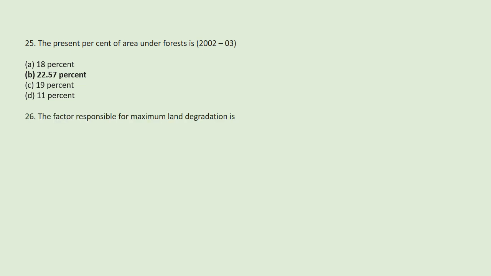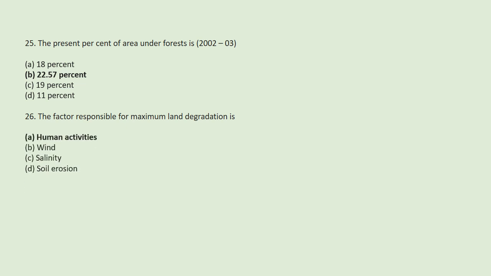Question 25. The present percent of area under forest in 2002-2003 is A. 18%, B. 22.57%, C. 19%, D. 11%. Option B is the right answer. The present percent of area under forest in 2002-2003 is 22.57%.